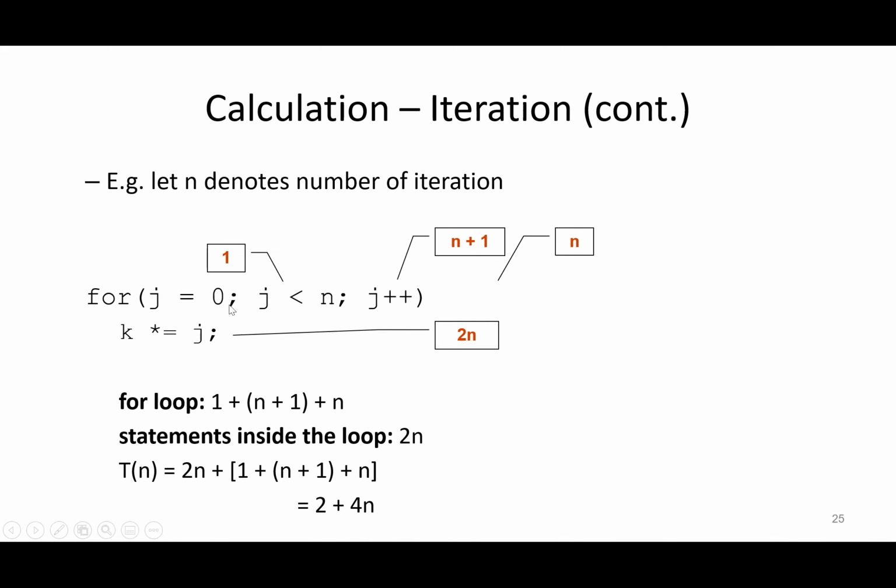So first we look at the header of the for loop, how many operations we need to execute. For the for loop, you can see from here, j equal to 0, definitely this one you need to execute, right? This will require one step. Equal, remember, not equal, this is an assignment operation. Then j less than n, when you compare less than n, it's also one operation, right? And then j plus plus.